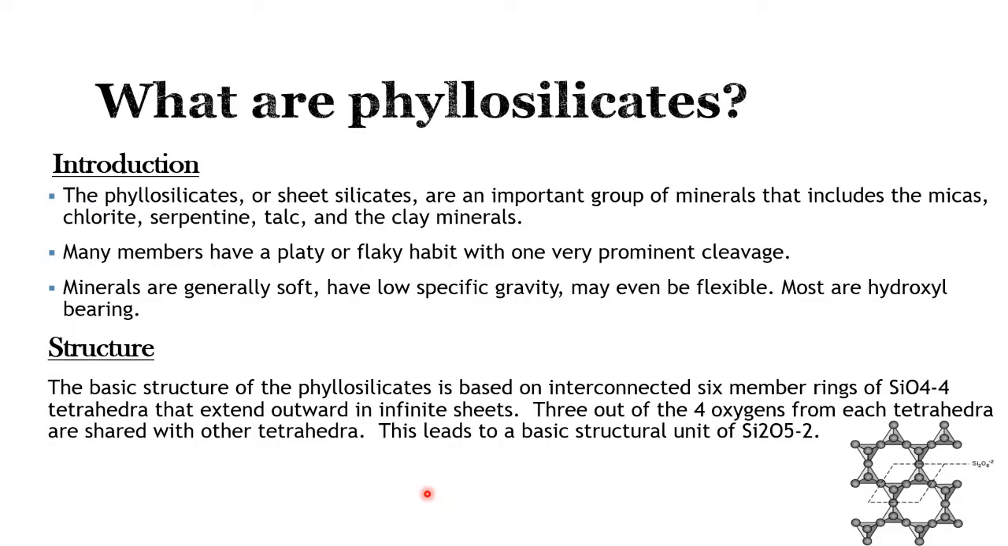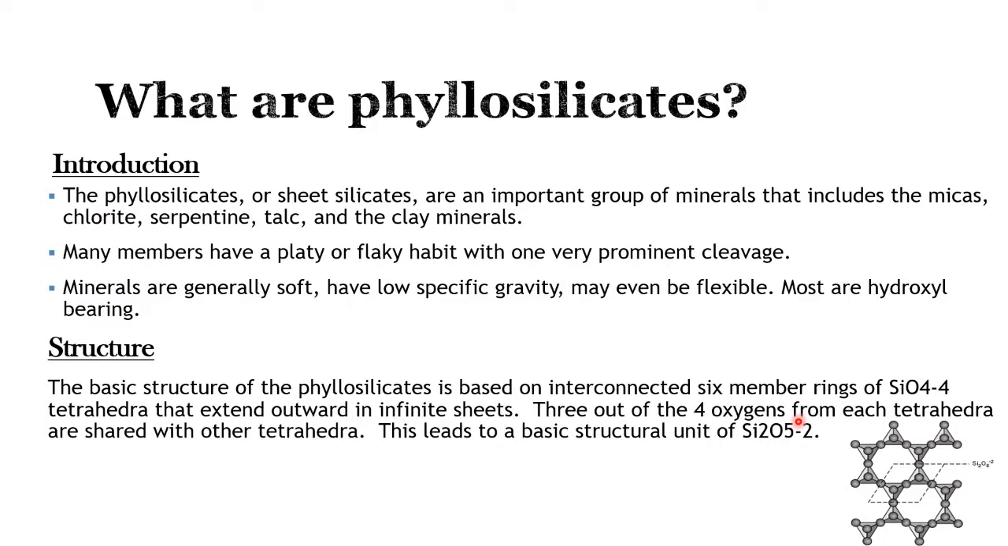Let's talk about structure. The basic structure of the phyllosilicates is based on interconnected six-member rings of SiO4 tetrahedra that extend outward in infinite sheets. Three out of the four oxygens from each tetrahedron are shared with other tetrahedra. This leads to a basic structural unit of Si2O5.